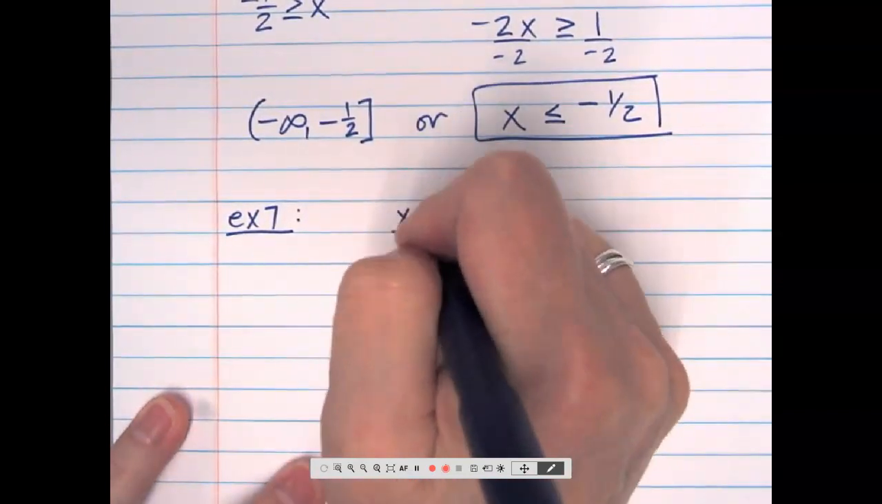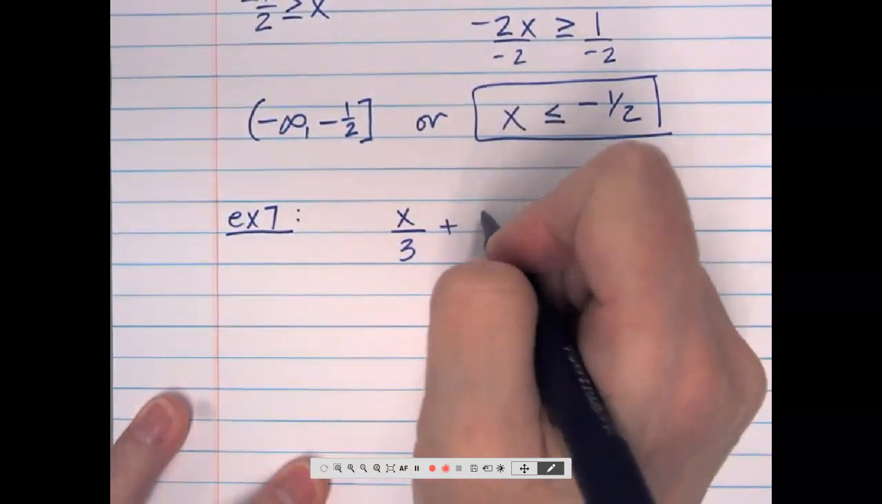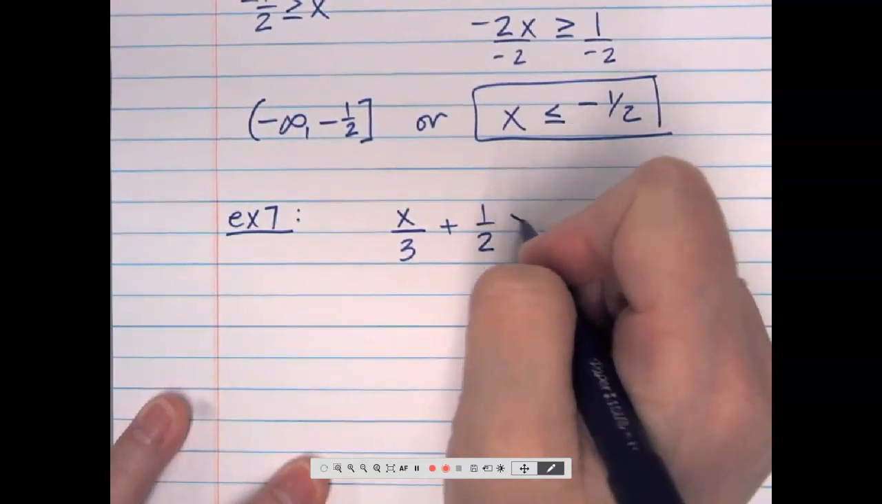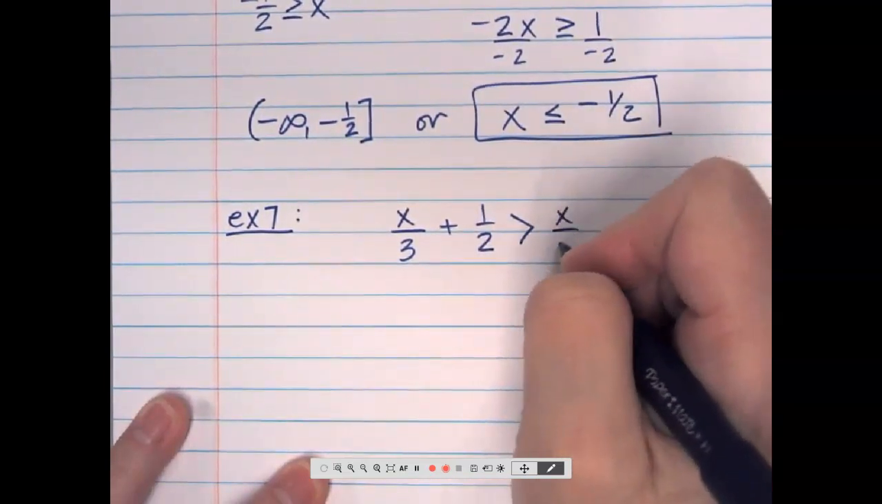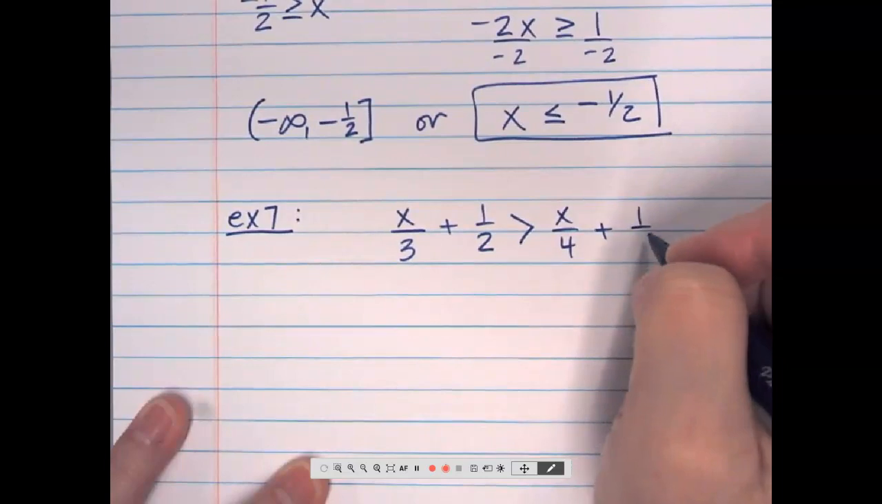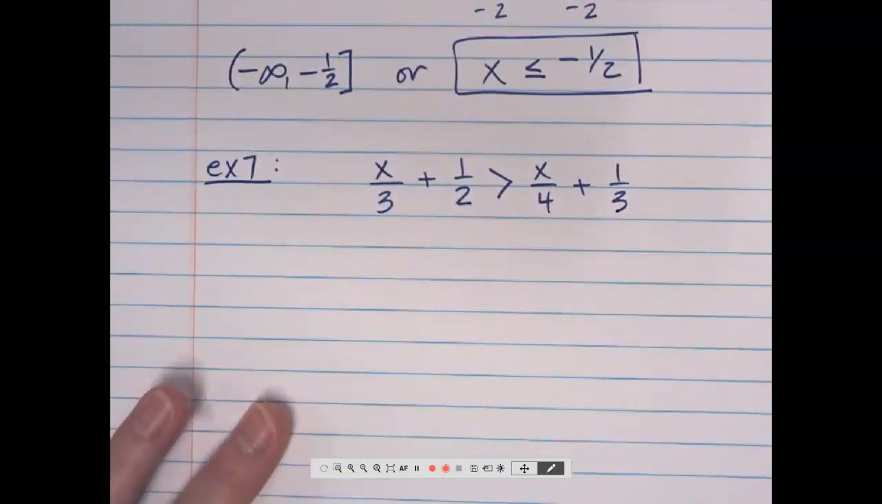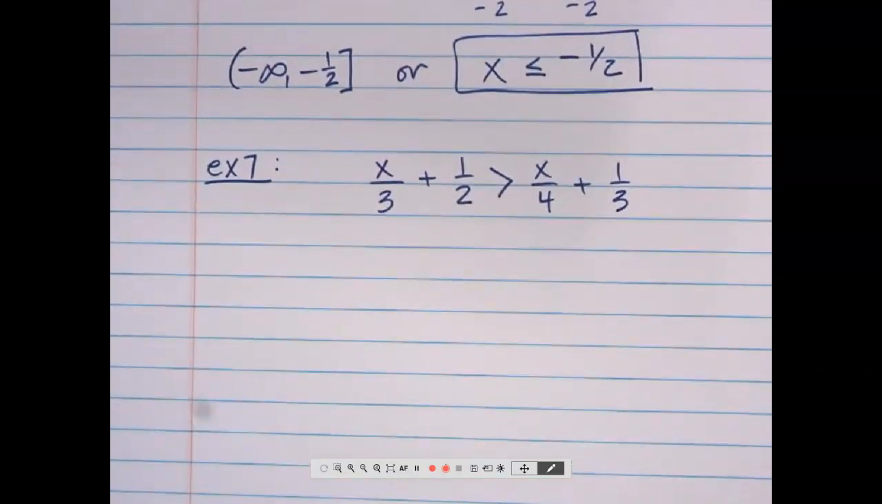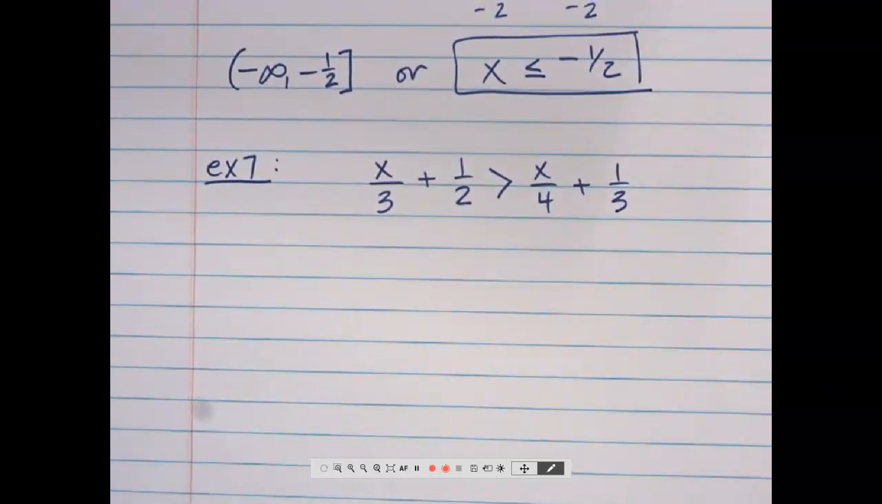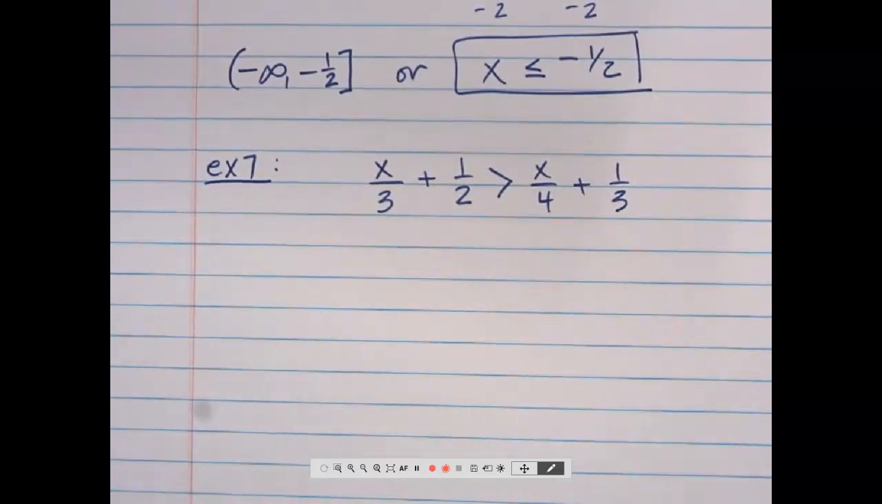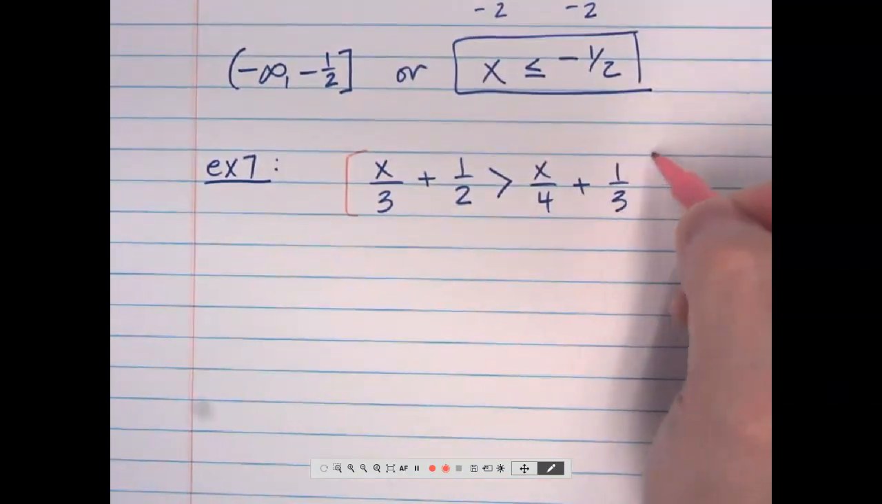Okay, on the next one, we're going to throw in the inequalities and the fractions together. Of course. Okay, so we've got fractions to deal with and the inequality. So the first step I want to do is get rid of my fractions. Look at your denominators. What is that least common multiple that they will all divide into? 12. I'm going to multiply every little thing by 12.